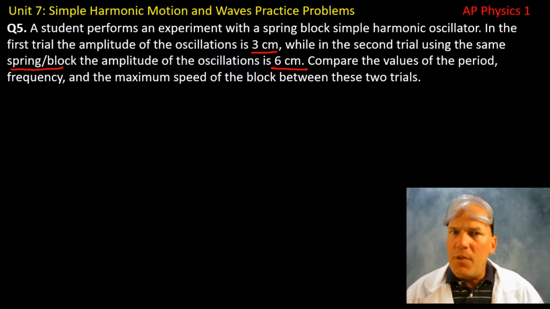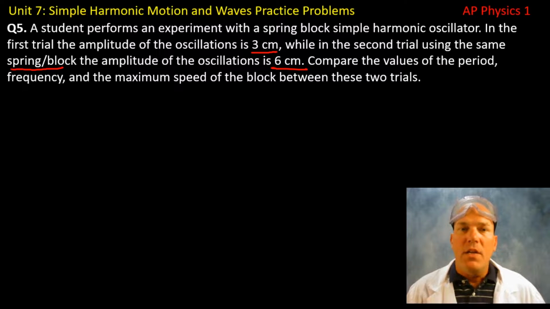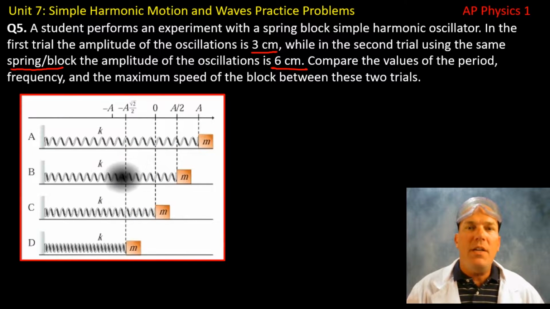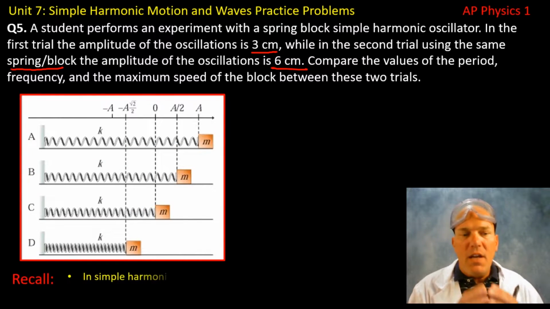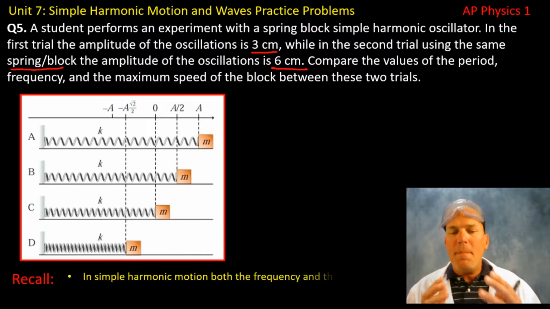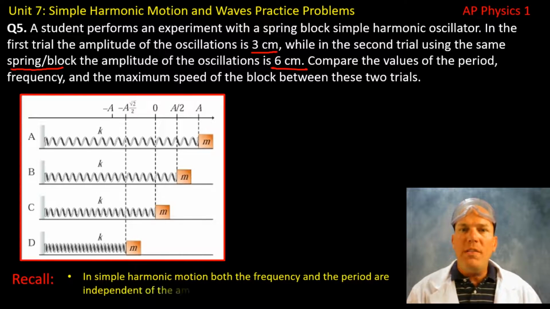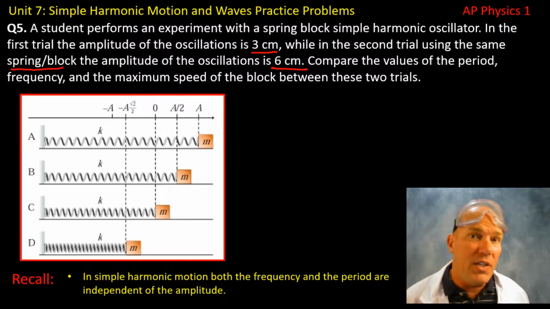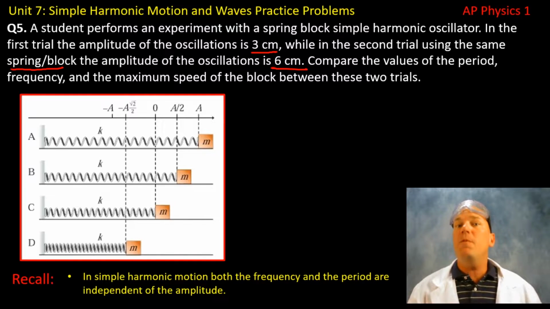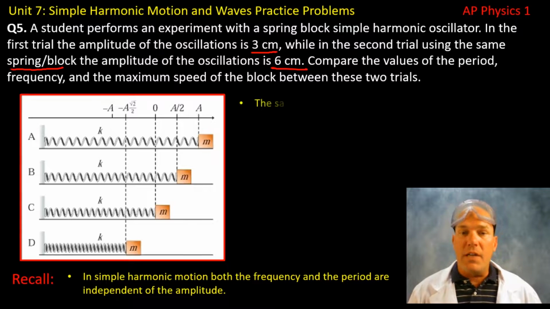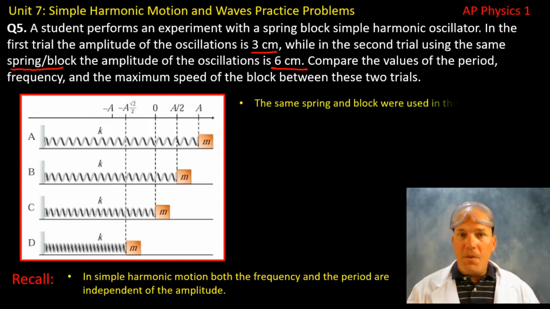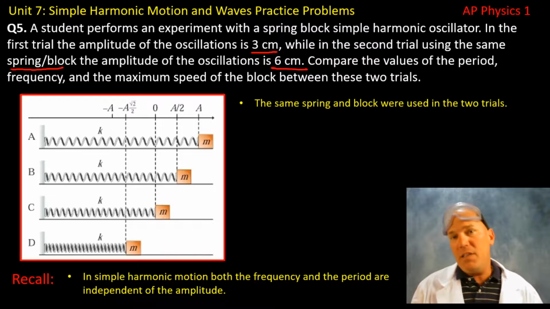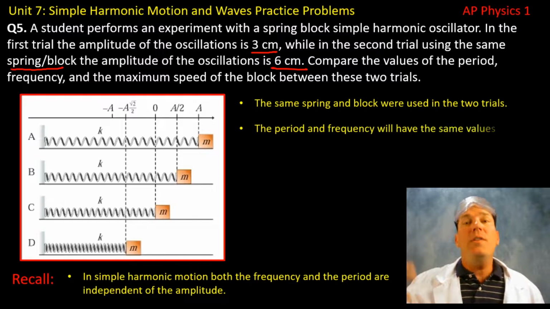Now, the whole purpose for this question is to accentuate the fact that the period and frequency are independent of the amplitude. What that means is, regardless of the amplitude being 3 centimeters in trial 1 or 6 centimeters in trial 2, the period and frequency will be the same. Let's look at why. We have first the same spring and block system, so they're identical. Next, the period and frequency are the same.